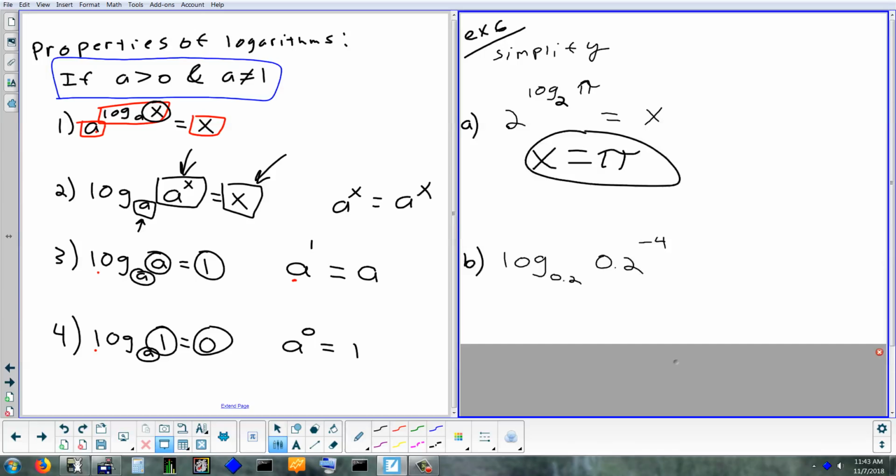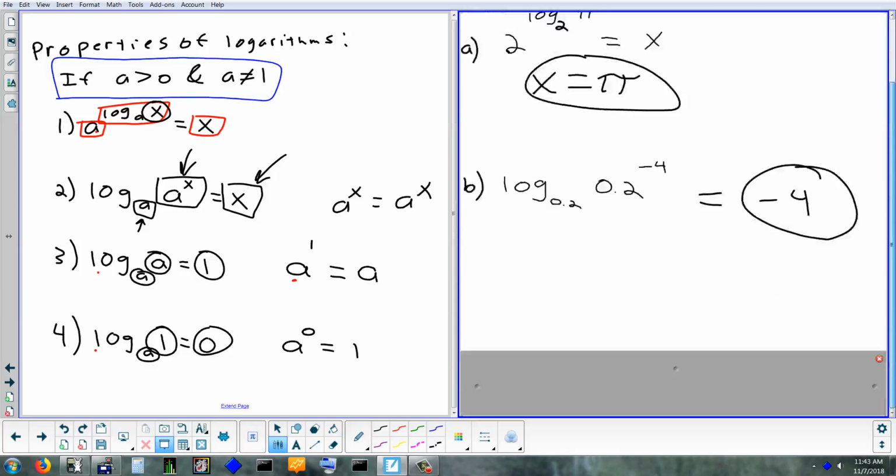All right, let's look at this one. Log base 0.2 of 0.2 to the negative 4. If you had something like that, the directions might say simplify. Just tell me what it equals. What log property is that one similar to? It's very similar to 2. And if you follow that property, what do you get? The answer there is negative 4. Now, if you change the 0.2 to 0.3, just change one of them, don't change the other one, then you can't use this special property.